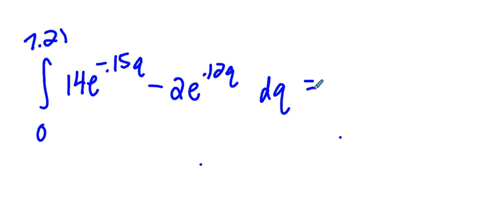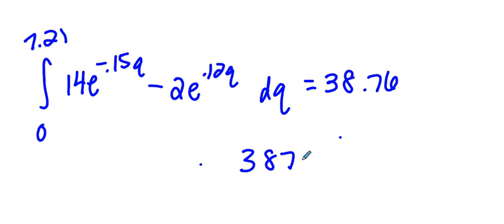You can type that in your fancy calculator, and it will tell you the total surplus. And when you do that, you get 38.76, and remember this is in thousands, so in dollars this is really 38,760, and then the next decimal is 0.5.